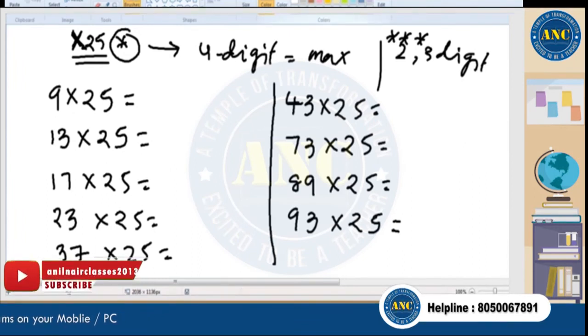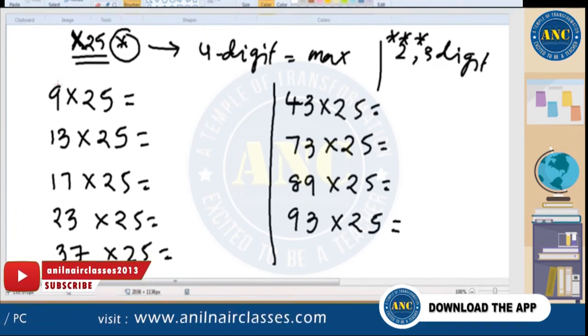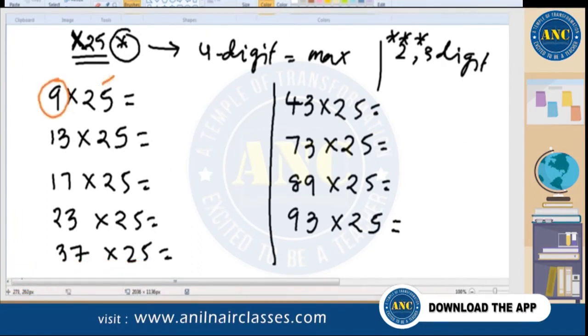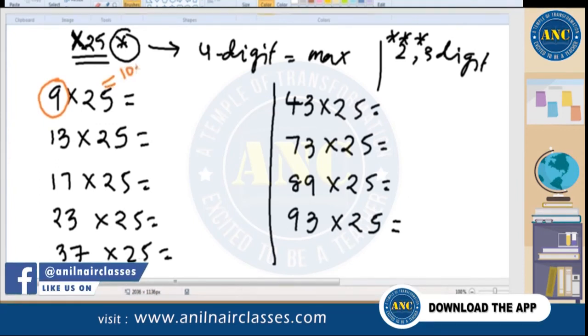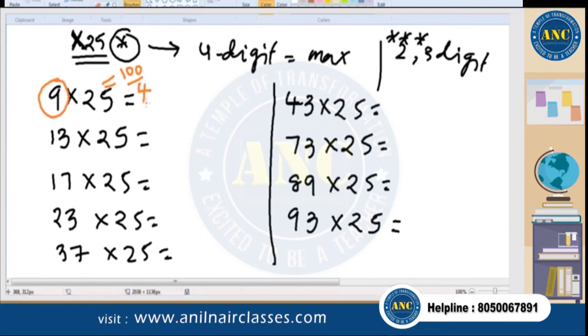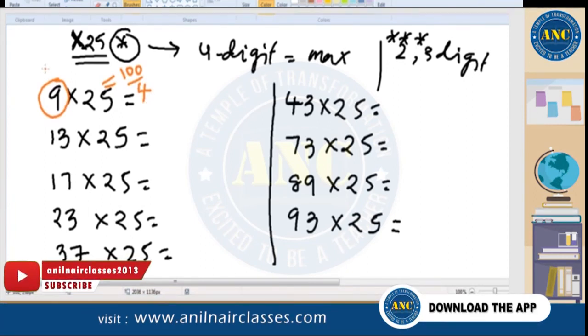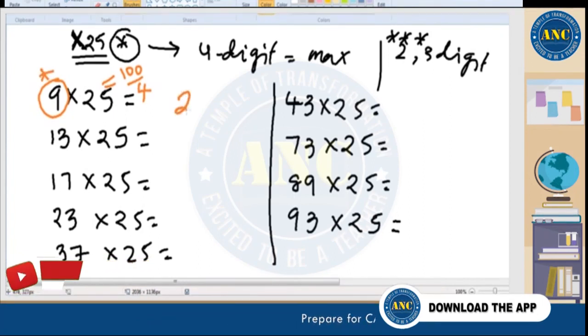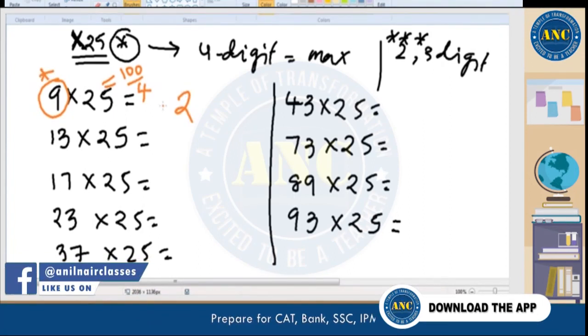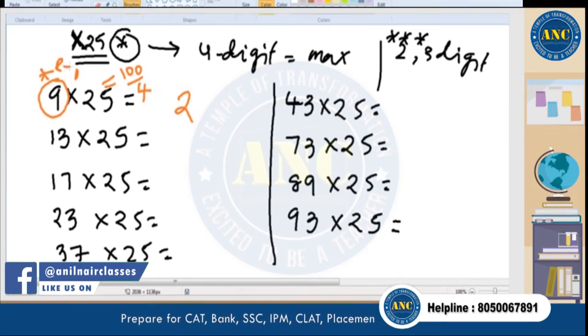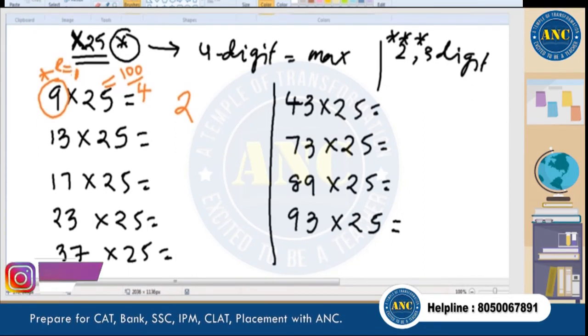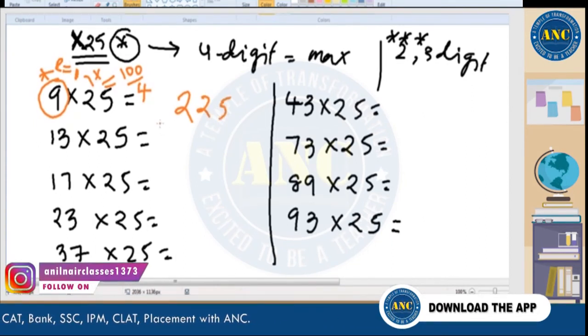So, just look at this. 9 is the number. What is 25, sir? According to the previous one only, 100 by 4. So, divide with 4, sir. How many times 9 is divisible with 4, sir? 4 2s are 8. Remainder, sir? 1 is the remainder. 1 into 25, 25. That's all, sir.